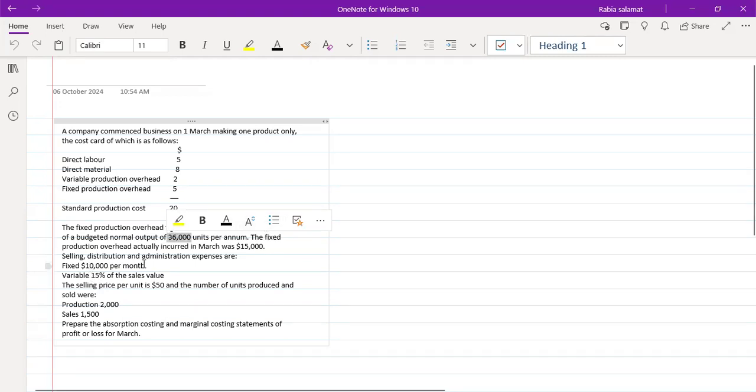The fixed selling, distribution, and administration expenses are 10,000 per month. Variable is 15% of sales value. The selling price is 50 per unit, and the number of units produced is 2,000 and sold is 1,500. Prepare the marginal and absorption costing statement for the month of March. This is given annually, so we will convert it into monthly: 36,000 divided by 12.